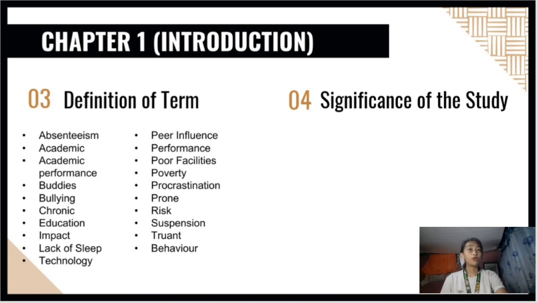A truant behavior of some student that negatively affects the performance among the students. Again, absenteeism is not attending to classes or school without a proper notice in schools or to teachers. The next one is performance, or academic performance.